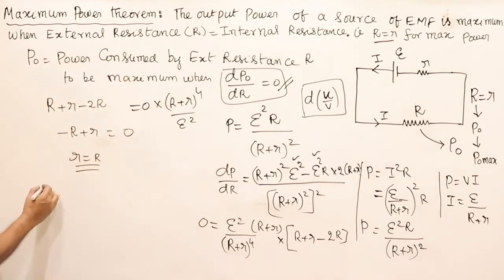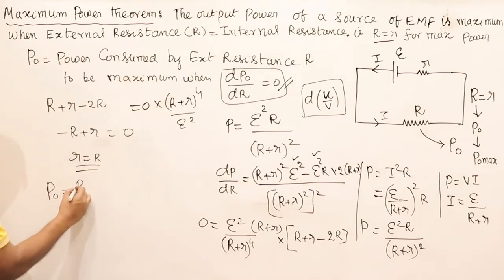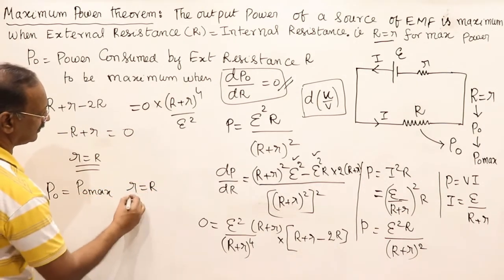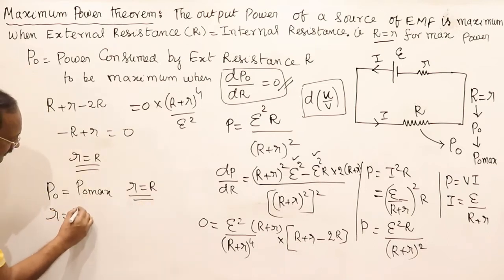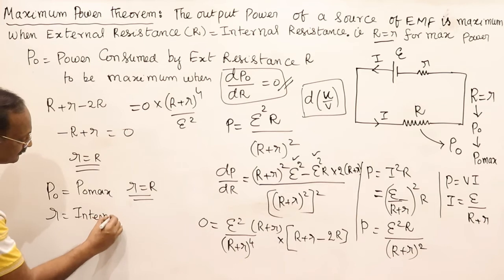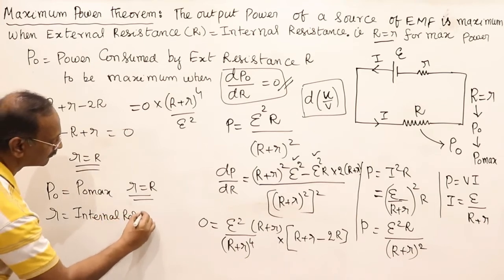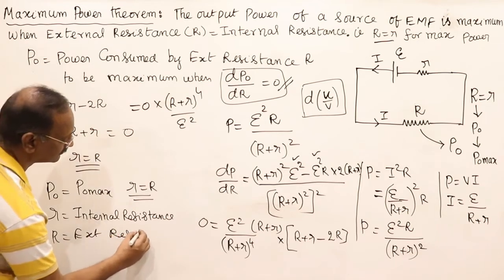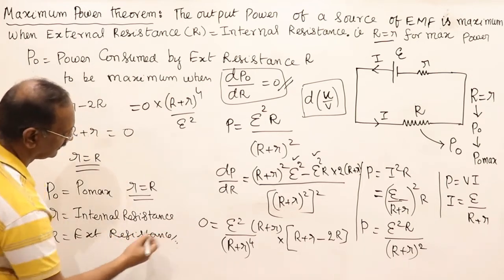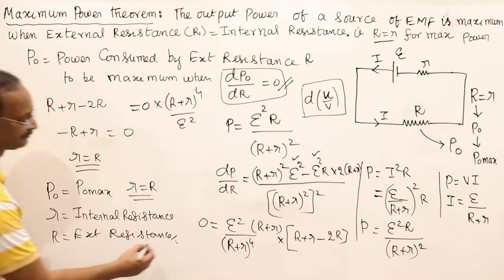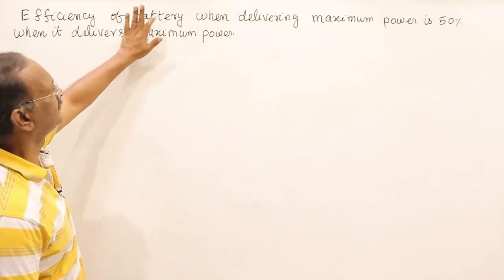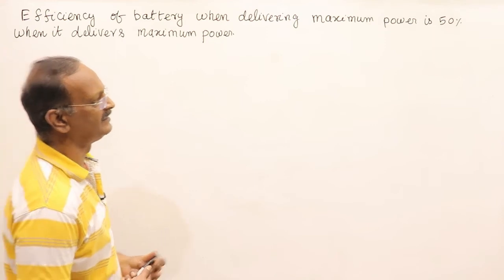In this condition, for power output to be maximum, the condition is external resistance should be equal to internal resistance, where r is equal to internal resistance of the battery, and R is equal to external resistance. That is R, we can say load resistance. The efficiency of the battery when delivering maximum power is 50%.